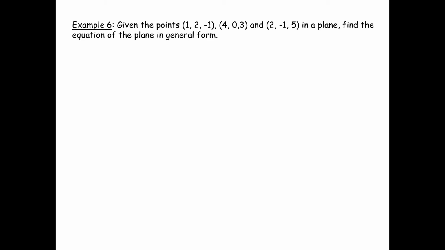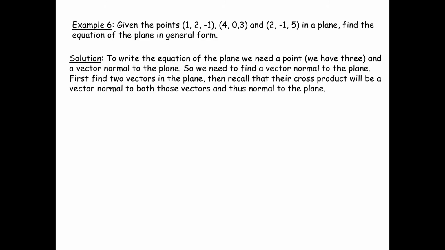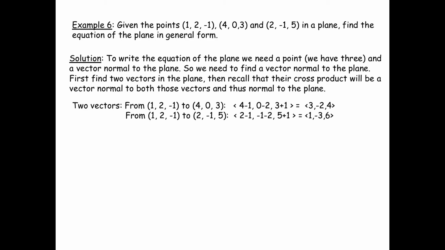So we need to create 2 vectors. If I create a vector from point P to point Q, is what I'll name them, then we have the vector 3, negative 2, 4. And, I think it flows better if you choose one coordinate to be your initial coordinate for both, but it doesn't really matter. And then I'm going to find the vector from P to another point, we'll call this R, and that vector ends up being 1, negative 3, 6.